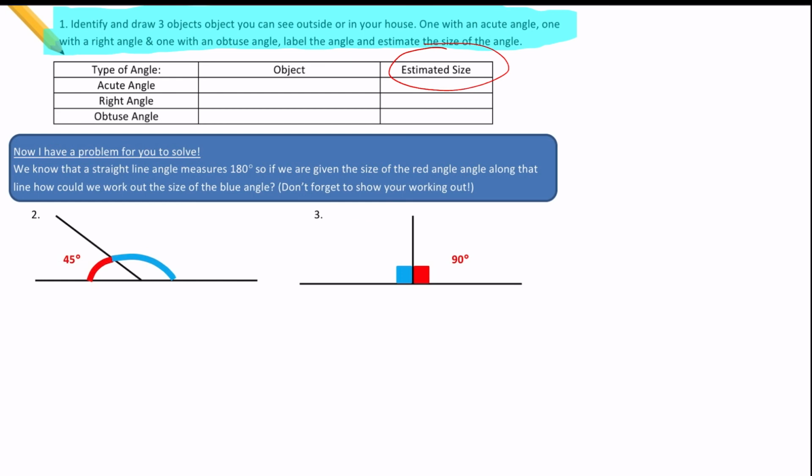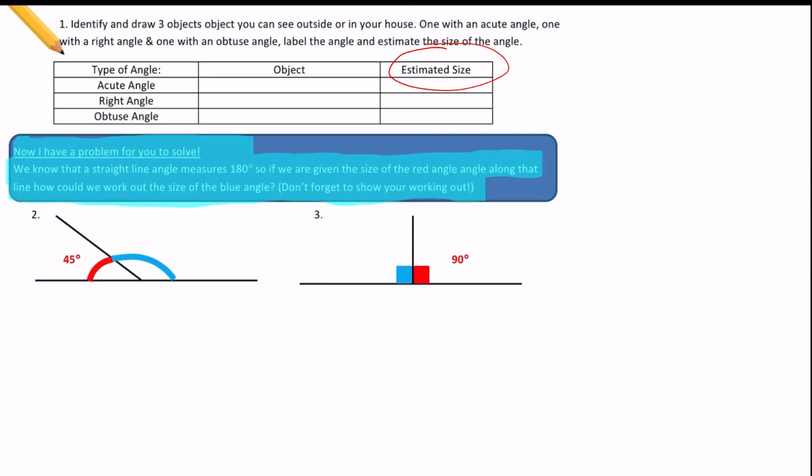So I want you to think of our angle rules. If it's an acute angle, well then it's going to be between 0 degrees and 90 degrees. And if it looks like it's a little bit bigger than halfway between 0 and 90, well then it's going to be a little bit more than 45 degrees, isn't it? So I want you to use the rules and use your skill of estimation to estimate the size.